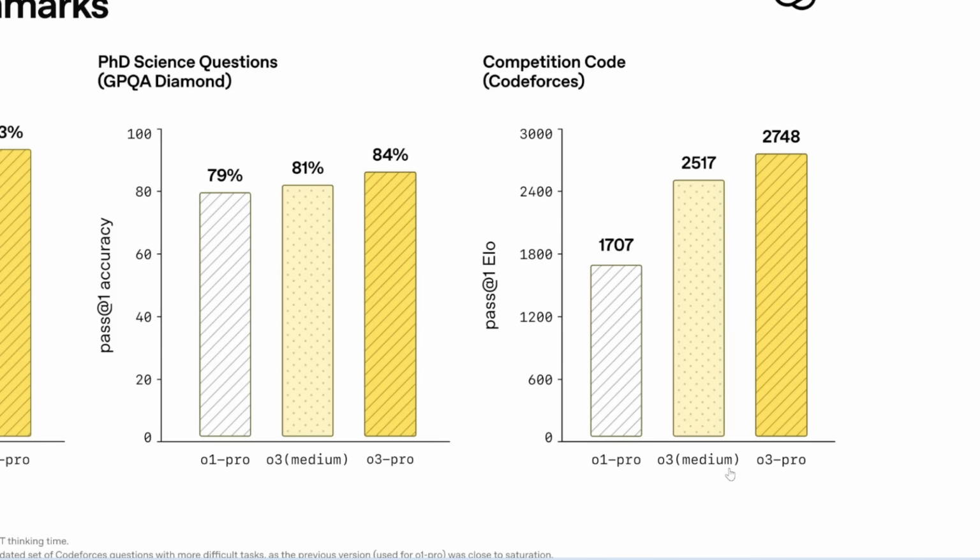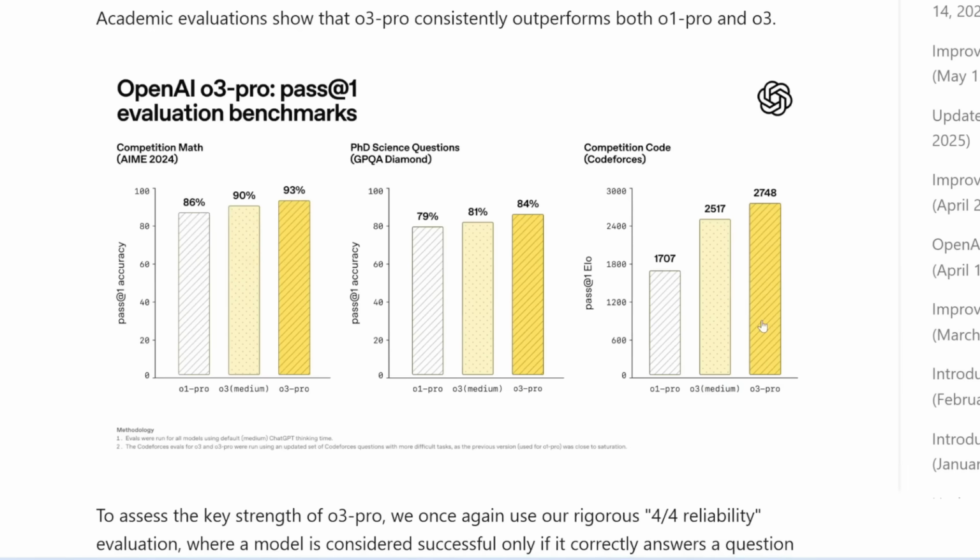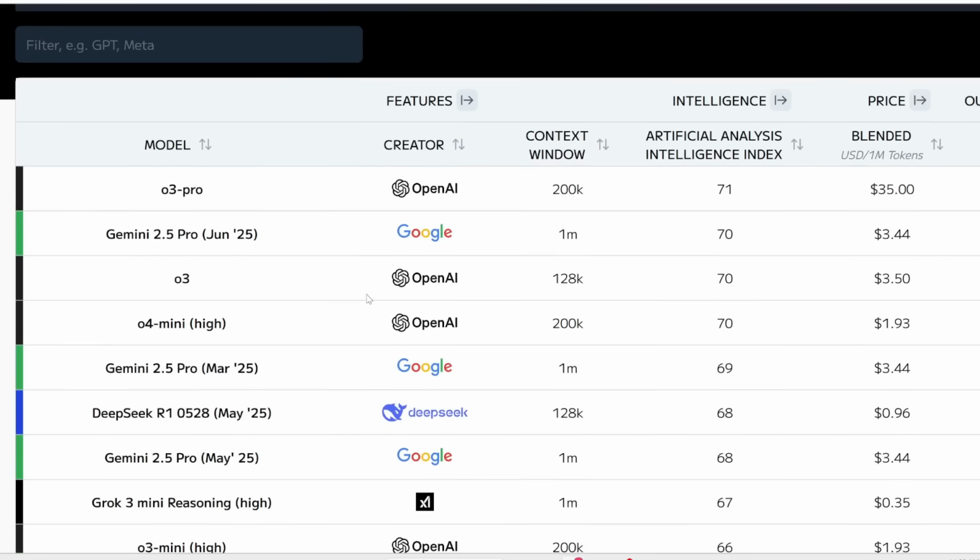Again, it's interesting why they did not include O3 high in these charts. But anyways, as you can see from these three charts, it's just marginally better. Now let's look at its performance on some independent evaluators.